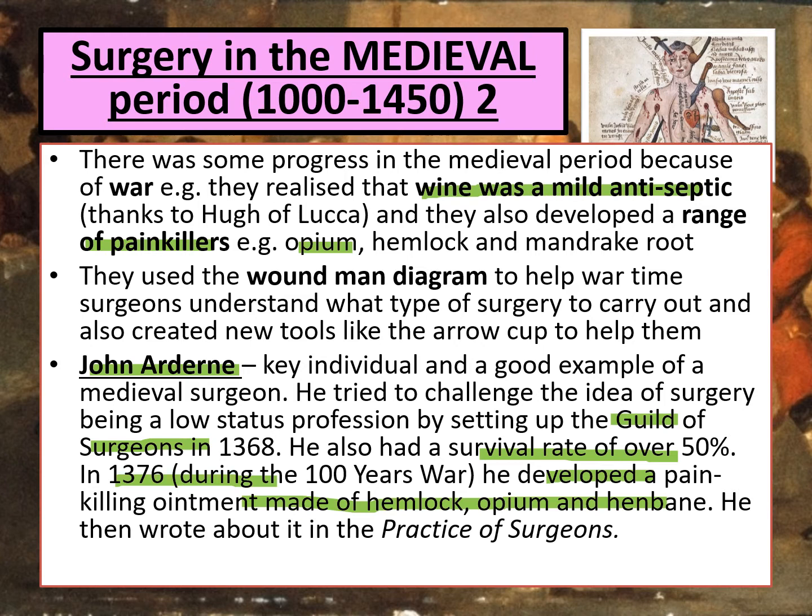They also did create some new technology during wartime as well to try and help with surgery. For instance, new tools like the arrow cup that was created to try and remove the serrated arrowheads much more carefully without doing more damage. And they also use things like the wound man diagram as well to try and help surgeons understand what kind of surgery to carry out and how to deal with different wounds that they might experience during wartime. So this is the end of the medieval surgery. Pause the video here if you want to add any notes on medieval understanding of anatomy and surgery.